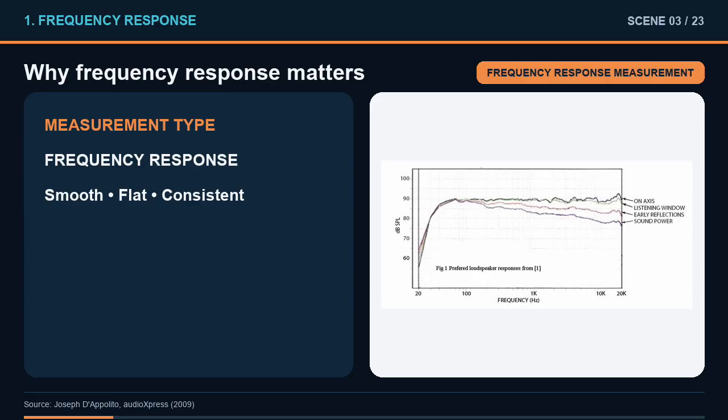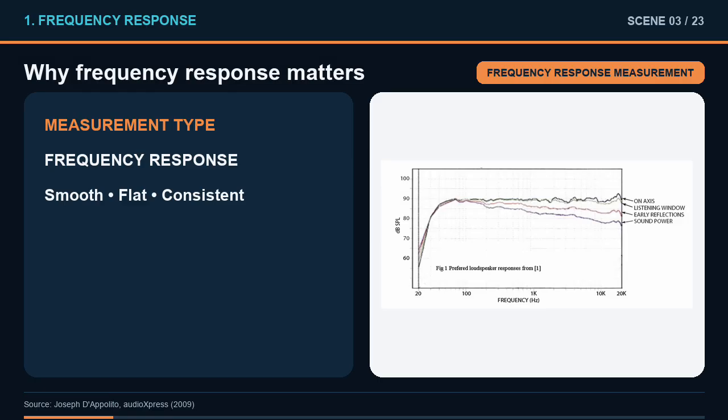This is a frequency response measurement. Of all the individual measurements, frequency response has one of the strongest relationships with listener preference. In general, preferred loudspeakers have an on-axis response that is smooth and close to flat, but the on-axis curve is only one part of the story.